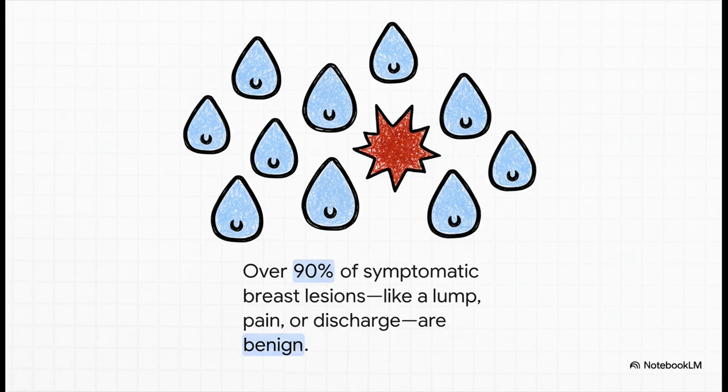Over 90%, more than 9 out of 10 symptomatic breast lesions, things like a lump or pain or discharge, are benign. Now, this is great news for the patient, of course, but it means our job as diagnosticians is even more critical. We have to be sharp enough to find that less than 10% that might be malignant.